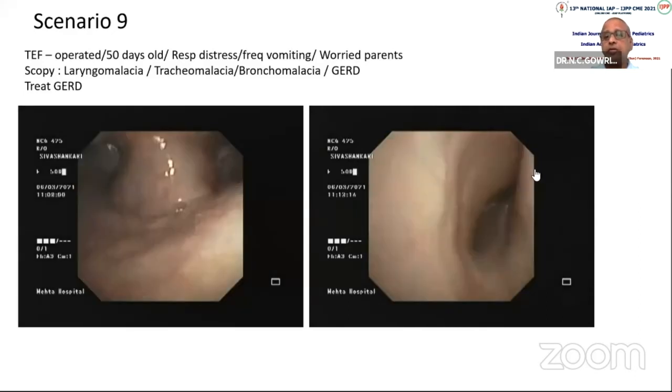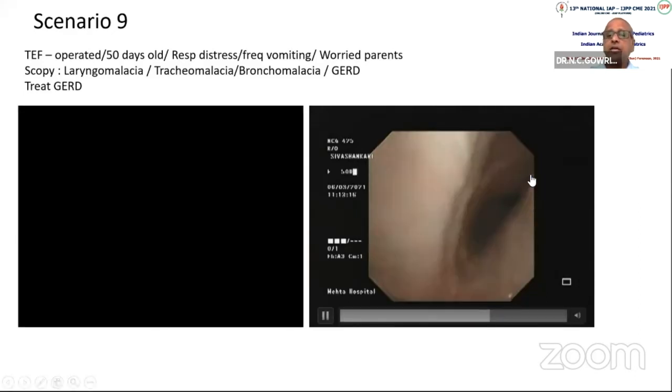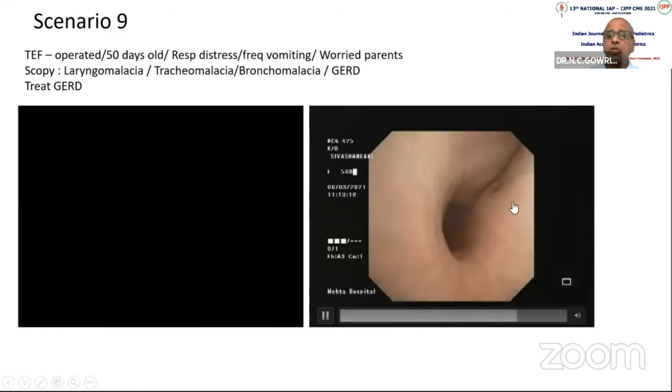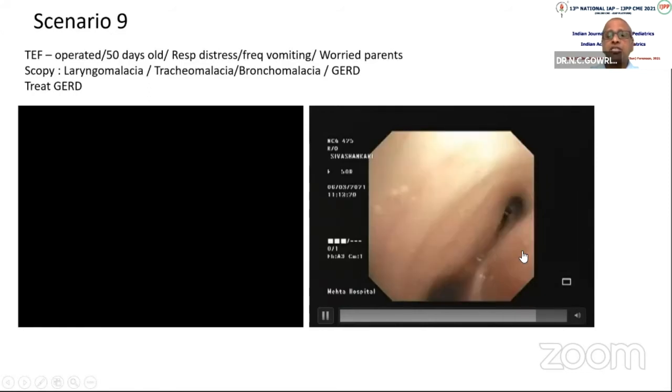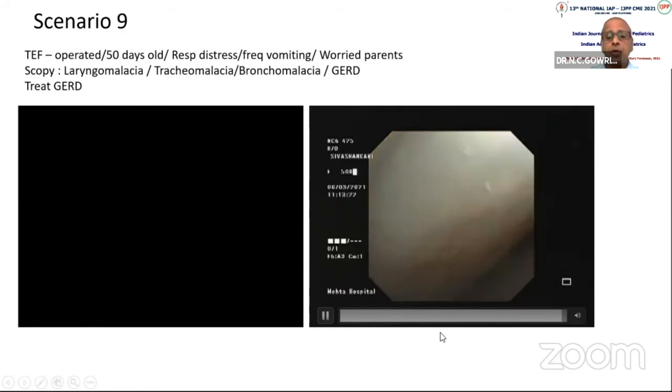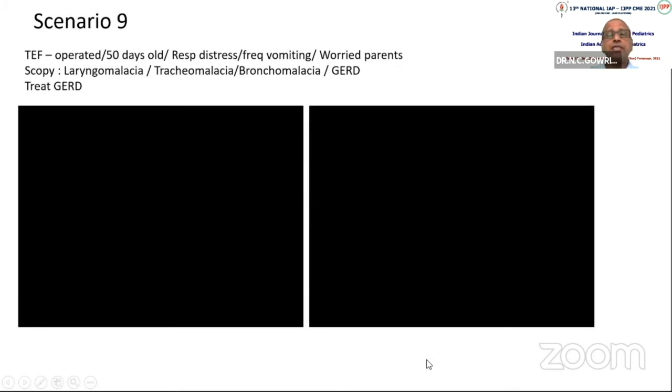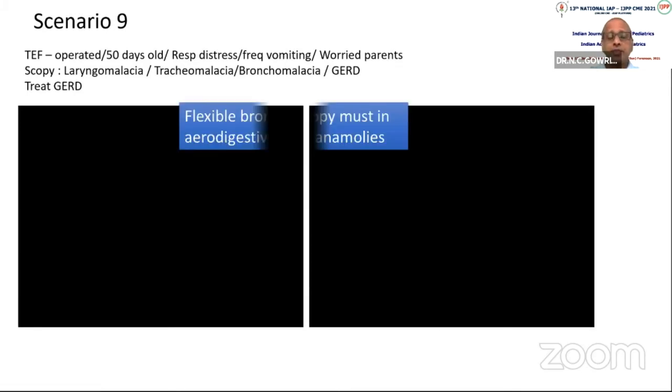You are able to see, once again, compression of the right main bronchus along with the opening of the H-type fistula which has been operated. So not only one lesion, many lesions, congenital airway anomaly can coexist in a single child. Flexible scopy must in aerodigestive tract anomaly.